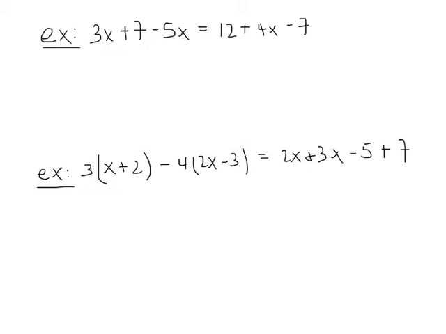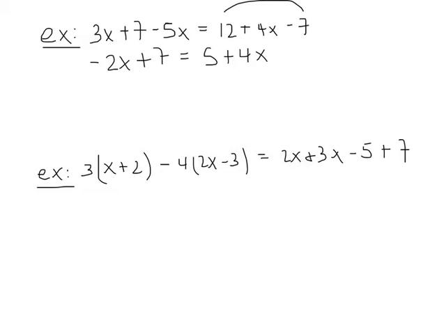So I have a 3x and a negative 5x, and when I combine those together, I get negative 2x. The 7 has no like terms to go with it. On the right side of the equal sign, I have 12 minus 7, and 12 minus 7 is 5, and the 4x has no like terms to go with it.